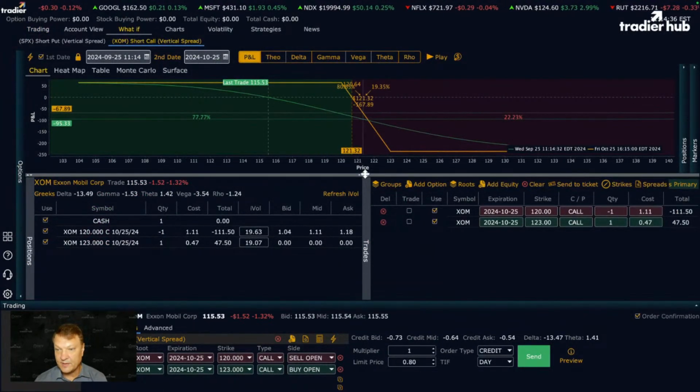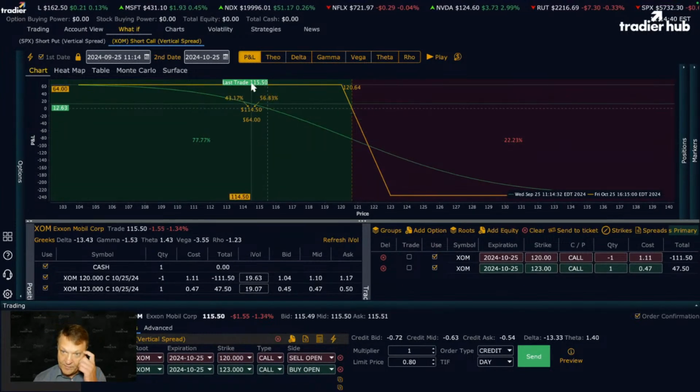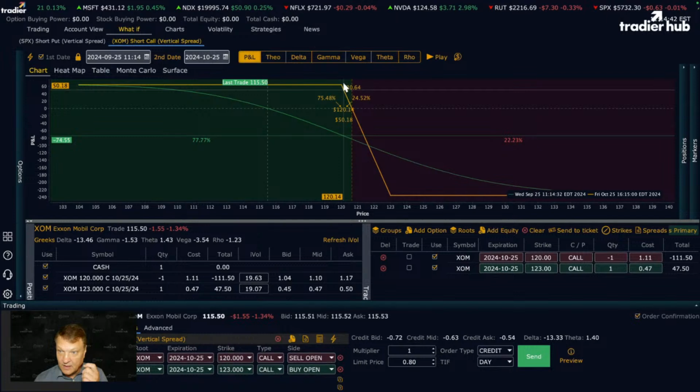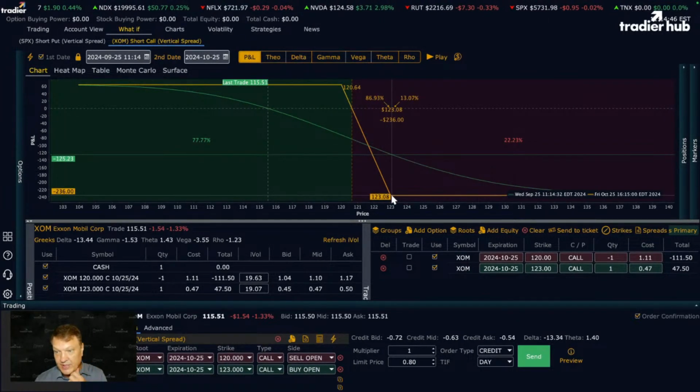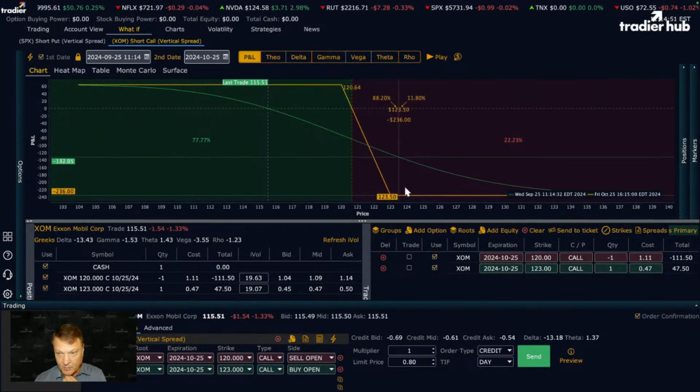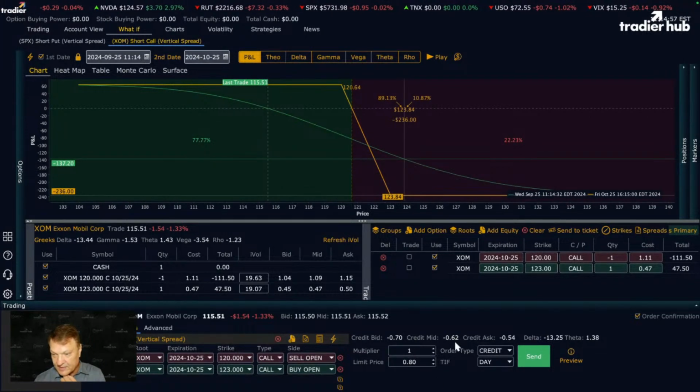And if we look at the what if calculator, we see here that from 115, where the market is at, our risk doesn't kick in until we hit 120. 123 is where our maximum loss is at. Based off the midpoint right now, that is looking like $2.36. But if we got it done for 80 cents, I guess that's going to be aggressive.